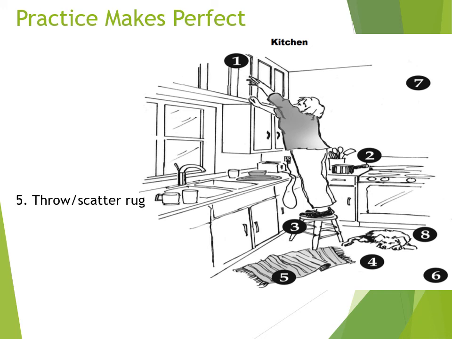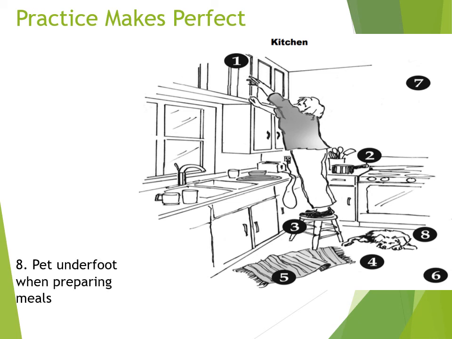Again, throw and scatter rugs are quite common, and slippery floors may occur, so spills should be cleaned promptly. Poor lighting may be hazardous, and often in kitchens you can see pets underfoot when attempting to prepare meals.